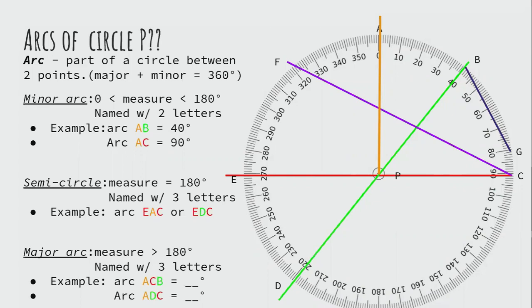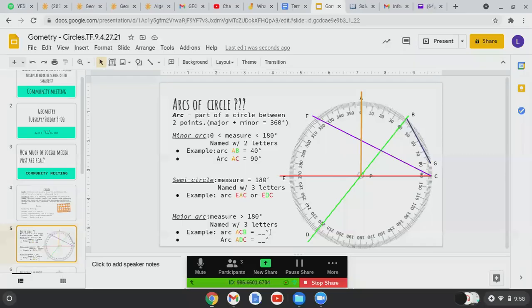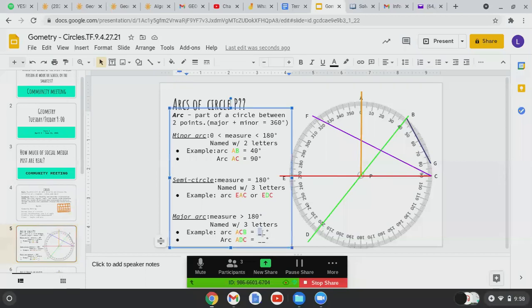So the whole circle is 360. You only know 40 degrees of it. What's the other piece? So that when we put them together, the 40 plus something should give us 360 degrees. 320. So the major arc that matches our minor arc, or the first minor arc, is 320 degrees.